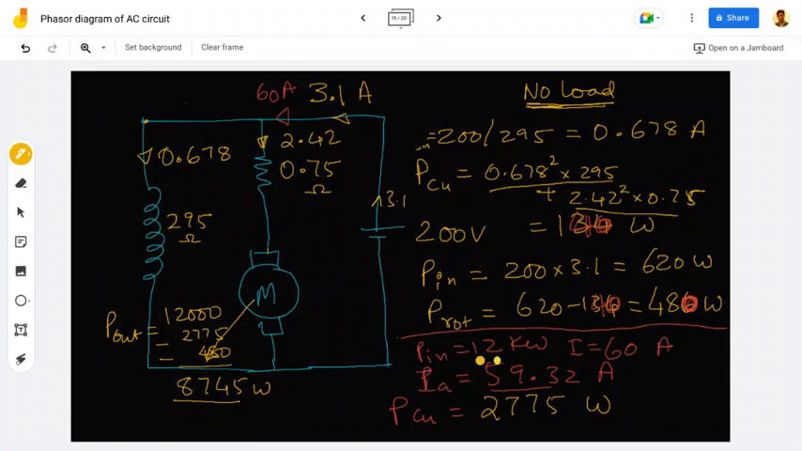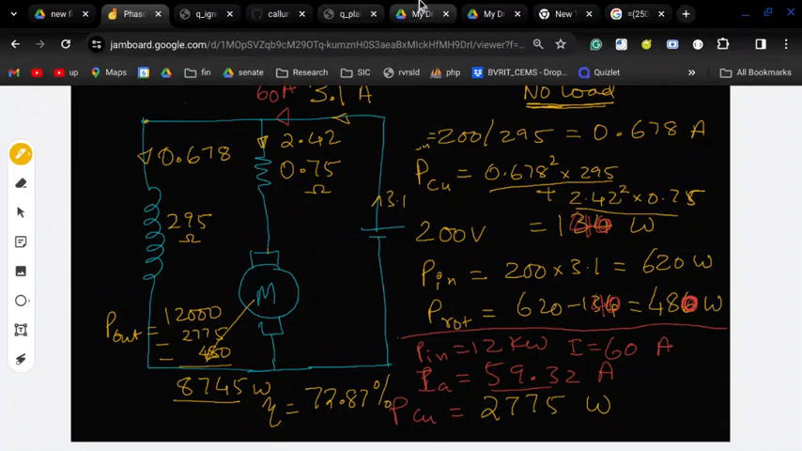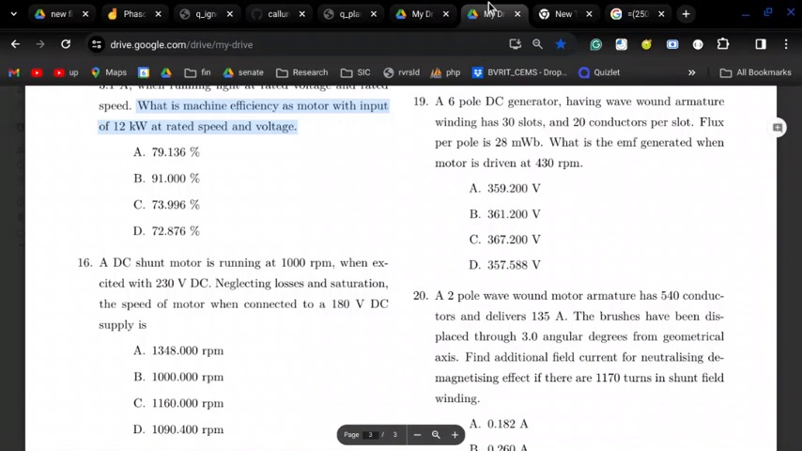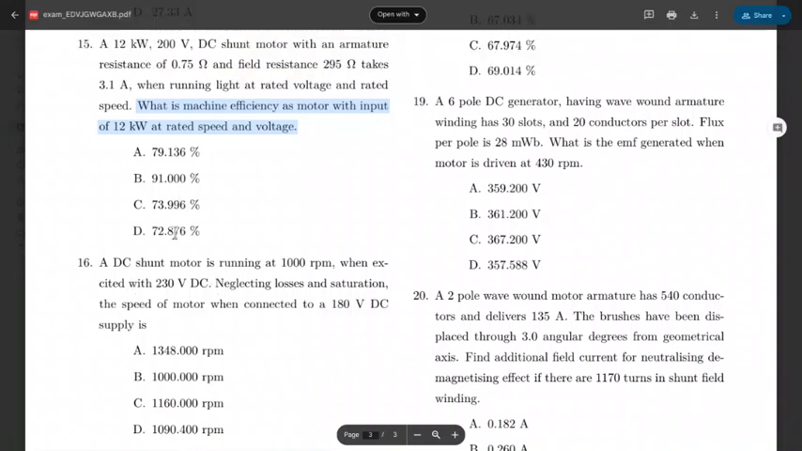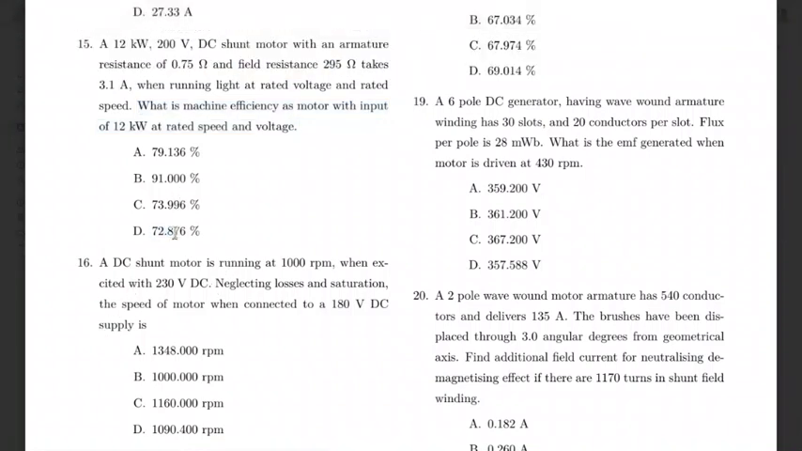Now I have output and input, so I can find the efficiency: 8745 divided by 12,000, which is 72.87%. Okay, so that is the final answer. Let us check whether 72.87 is available in the options. Yes, option D is the answer. So the question is correct.